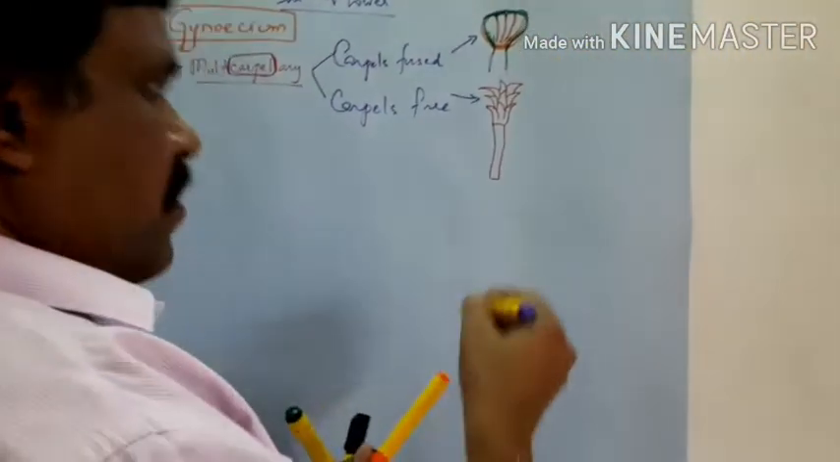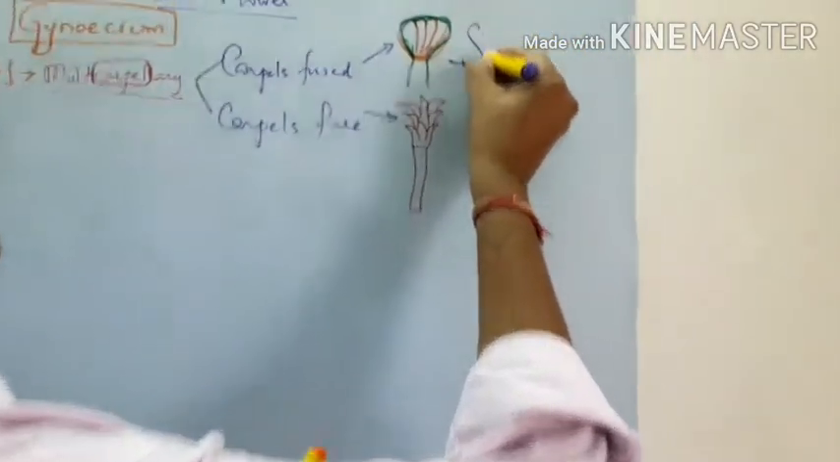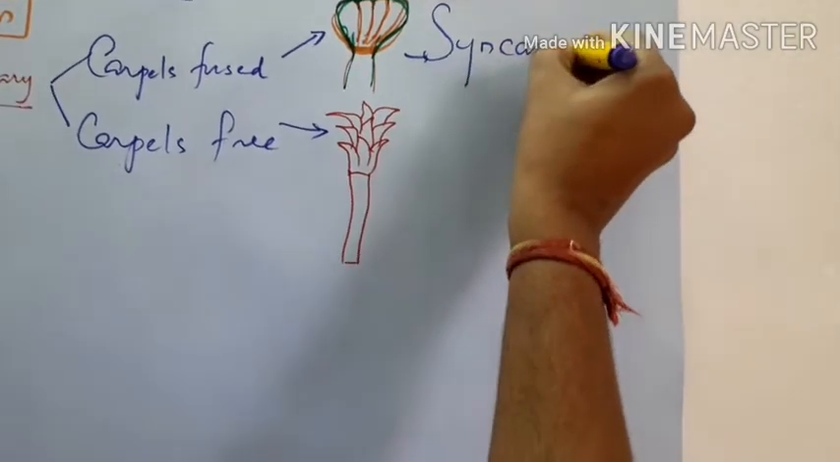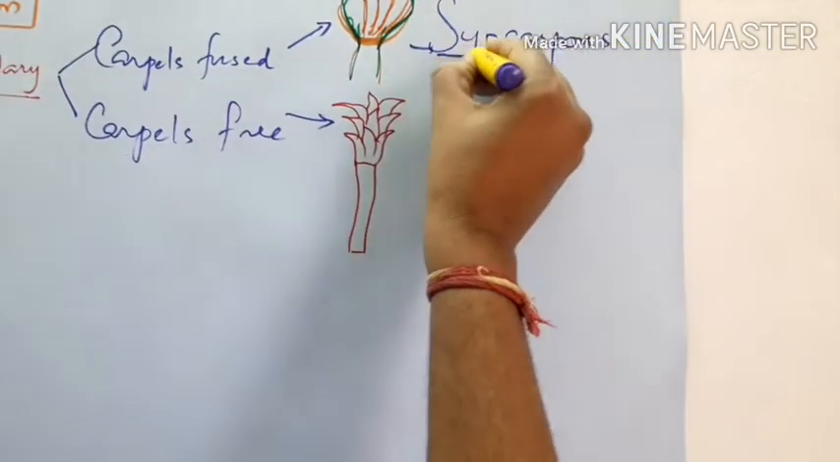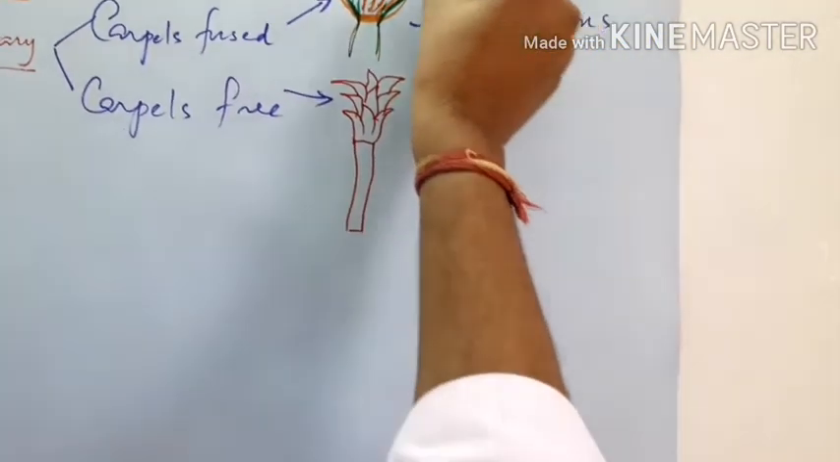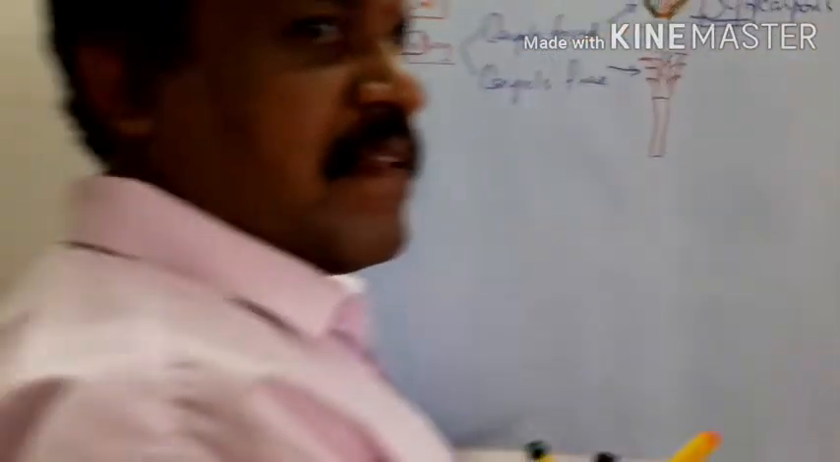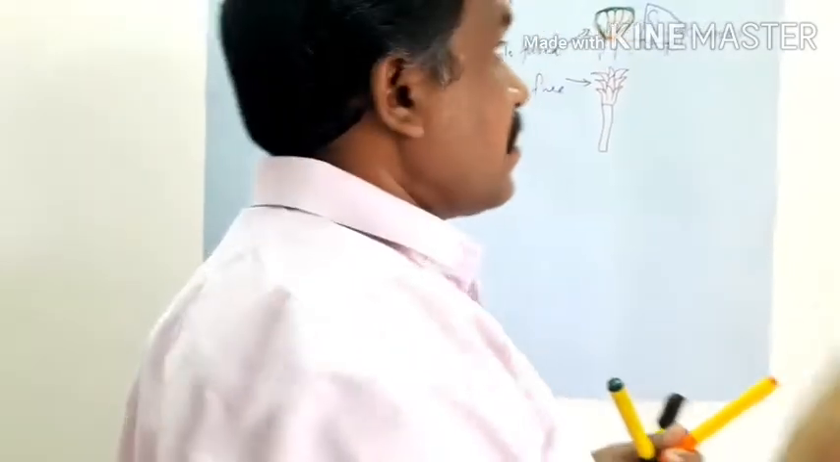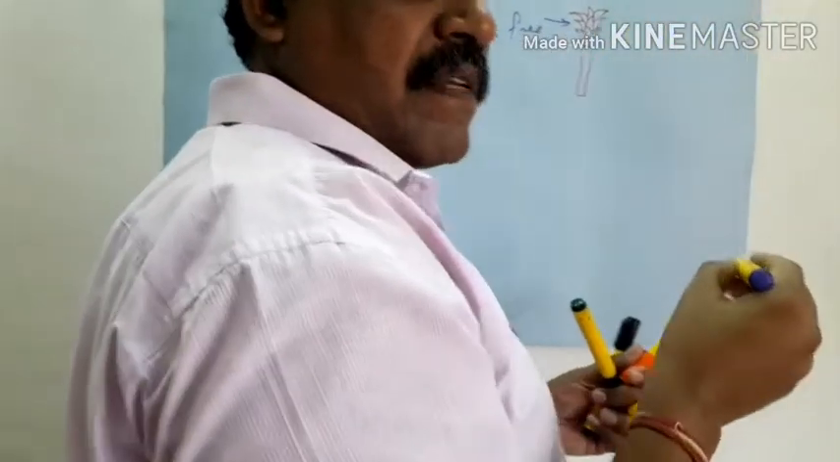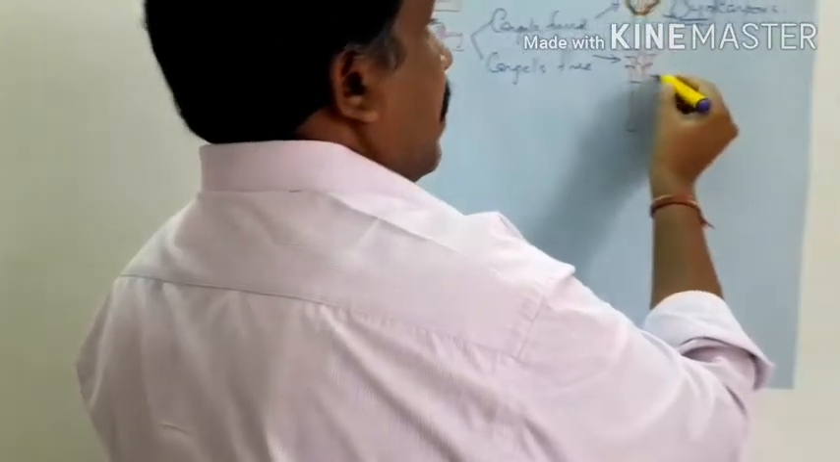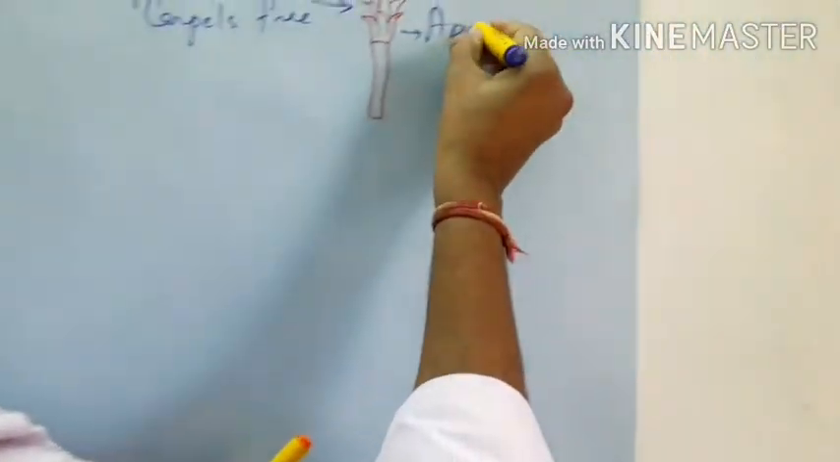The fused condition, we say, is syncarpous. If they are fused, we say the condition is syncarpous. You have the word syngamy. Somewhere you have heard syngamy. What is the meaning of syngamy? The fusion of gametes. So the same word syn means fused. Carpels are free, here we call it the apocarpous condition.